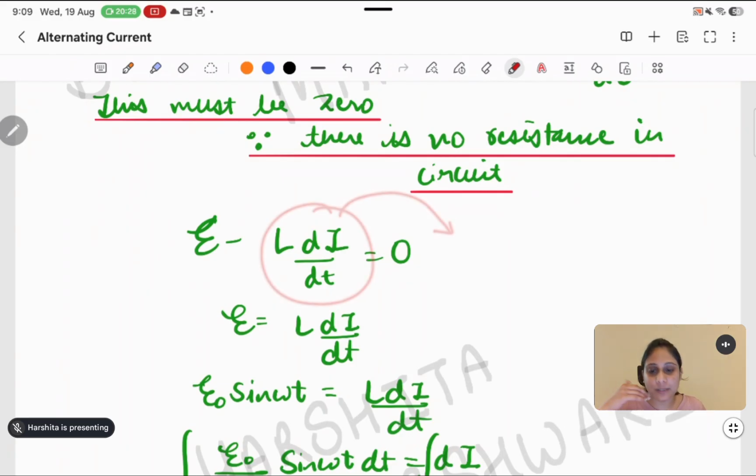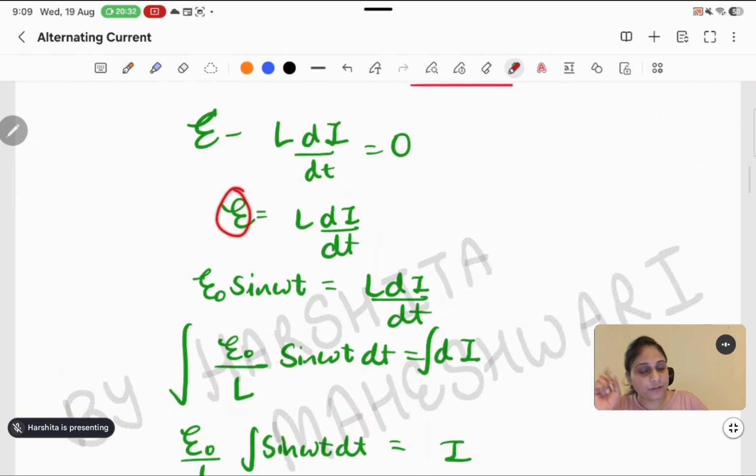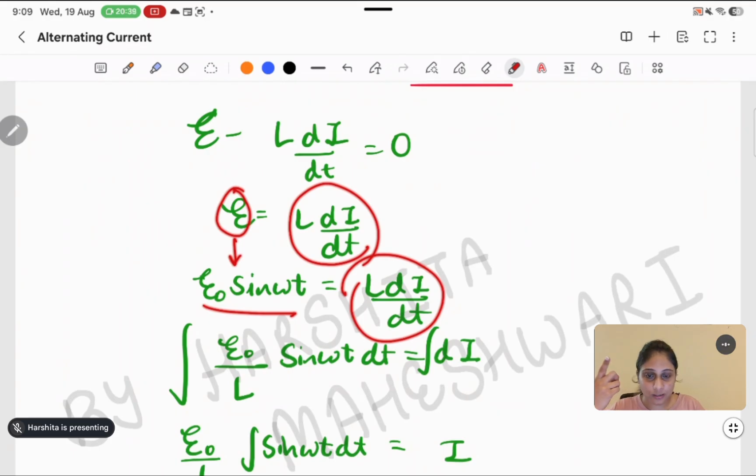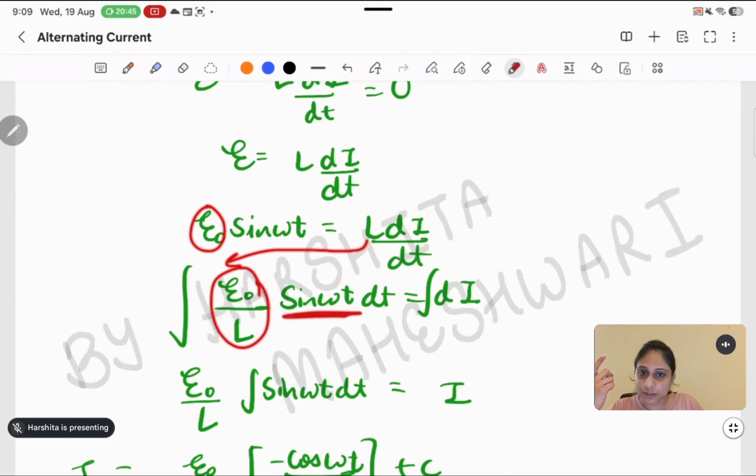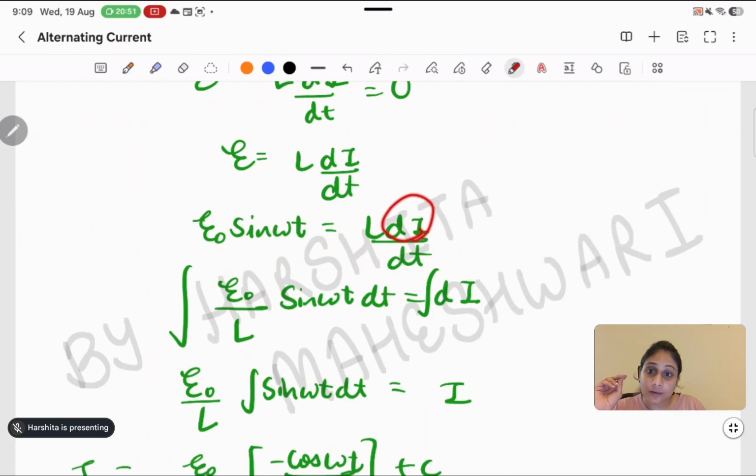Just don't worry about the mathematical part. It's easy. So E value from the first equation we can write as E naught sine omega t. L dI by dt will remain the same. Keep writing. Now E naught by L we will take in the denominator, and sine omega t will be here only, and dt I multiplied above. Okay. So what will be left? Only dI will be left. Write down.